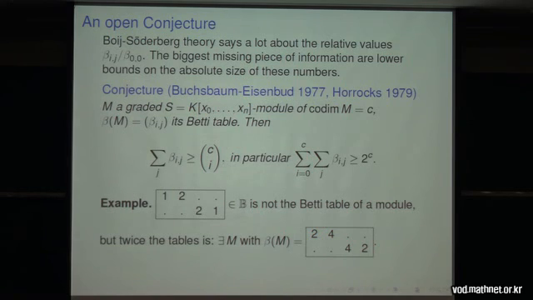I conclude with this important question. Prove the Buchsbaum-Eisenbud-Horrocks conjecture. That would be a major breakthrough in syzygy theory and Betti tables. Thank you very much.